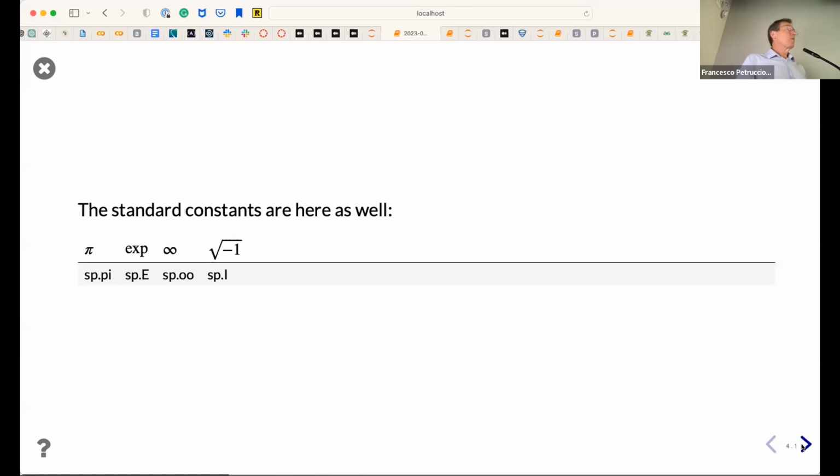Of course, SymPy also has the usual mathematical constants. If you want to use pi, 3.14 blah blah blah, you use sp.pi. If you want to use the exponential, the e number, it's sp.E with capital E. It even has infinity: sp.oo stands for infinity. So if you do 1 divided by infinity, it will give you a nice 0.